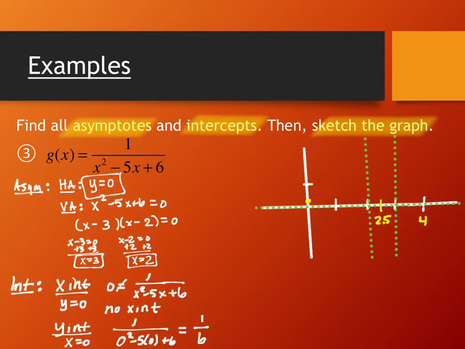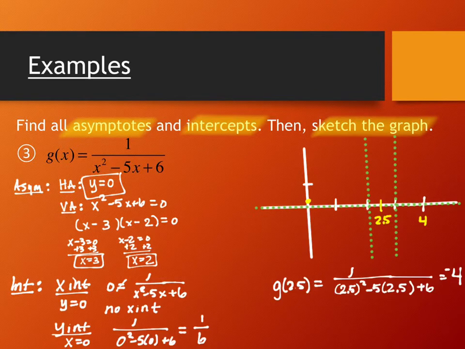So I'm going to take the number 2.5 and I'm going to plug it into our equation. So g of 2.5 equals 1 over 2.5 squared minus 5 times 2.5 plus 6. And if you plug that in, your calculator will tell you that this is equal to 4. I think it's negative 4. I did it in the last class. Let me double check. Yeah, negative 4.